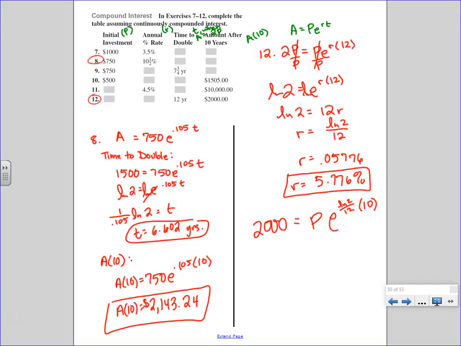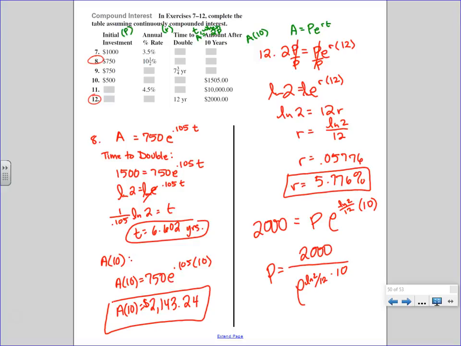Remember on this one back here, we were using the clue 12. It takes 12 years for the amount you have to double what you had initially. So, isn't this the easiest one? I know it looks funny because you're like, ew, that's gross. But look, it's all a number. Just divide. e to the ln of 2 over 12, all times 10. Don't even have to take any ln. It's 2,000. Double check me.